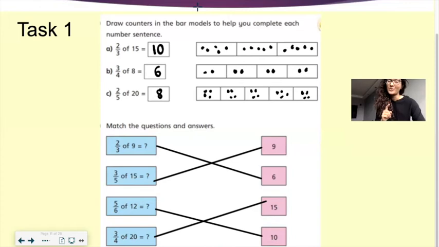Note here how I've used a ruler. So I'd really love for you to use a ruler as well if you choose to write out your answers like this. 2/3 of 9 is equal to 6. 3/5 of 15 is equal to 9. 5/6 of 12 is equal to 10. And 3/4 of 20 is equal to 15.